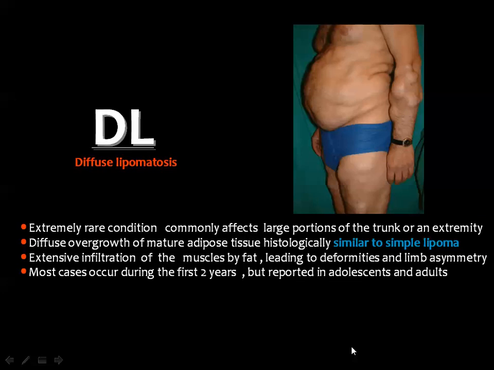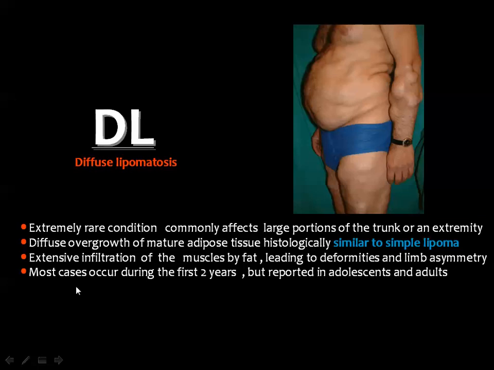Then another entity which is known as diffuse lipomatosis. Diffuse lipomatosis is an extremely rare condition, commonly affecting large portions of the trunk and extremities. It is a diffuse overgrowth of mature adipose fat, histologically similar to simple lipoma. Extensive fat either through the trunk or through the extremities or both. Then the fat will infiltrate muscles, leading to deformities and limb asymmetry, as you can see here.